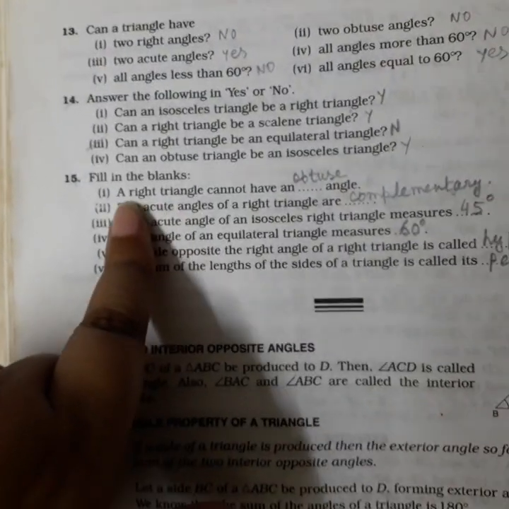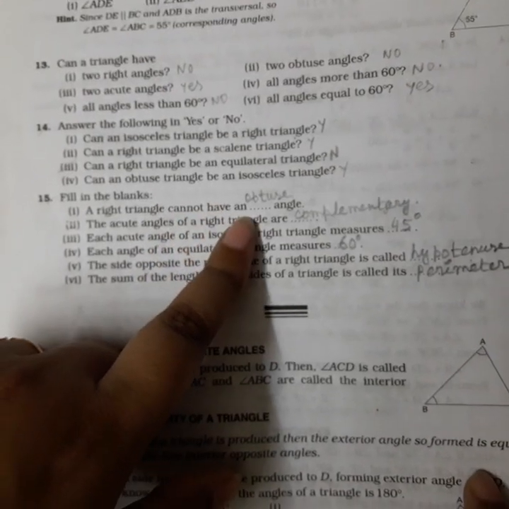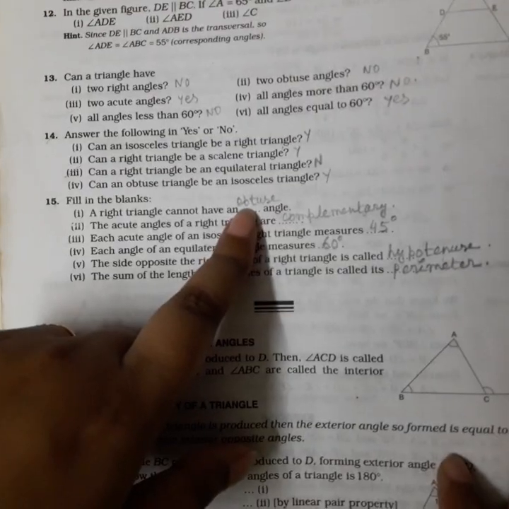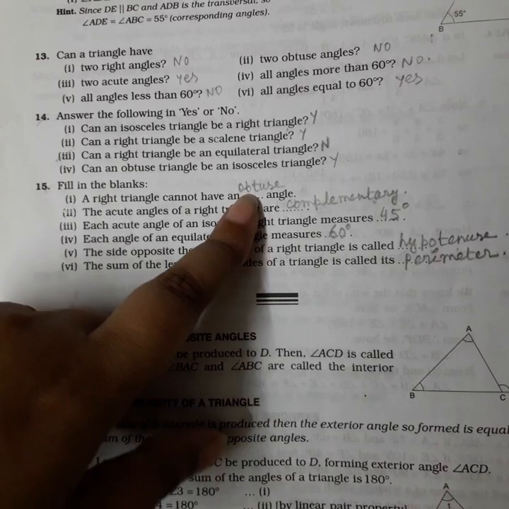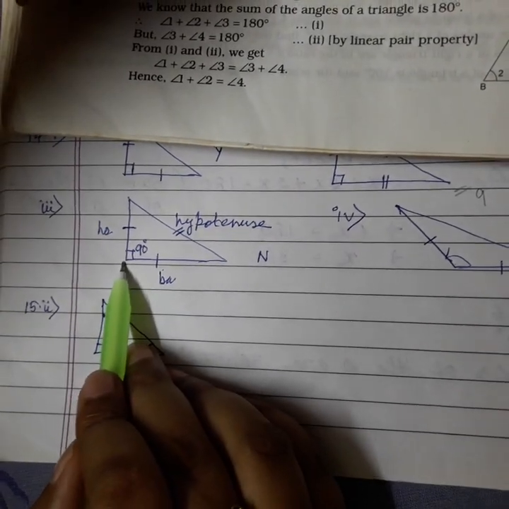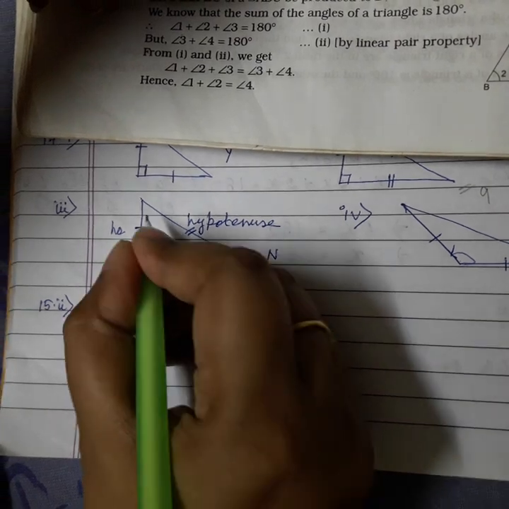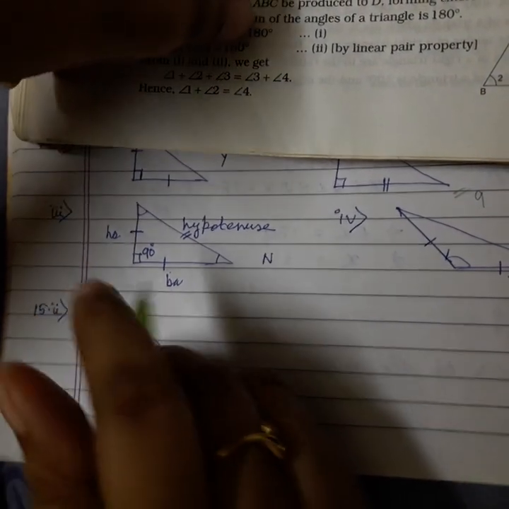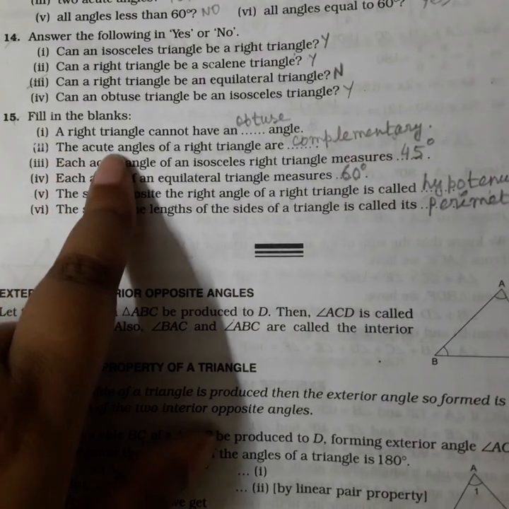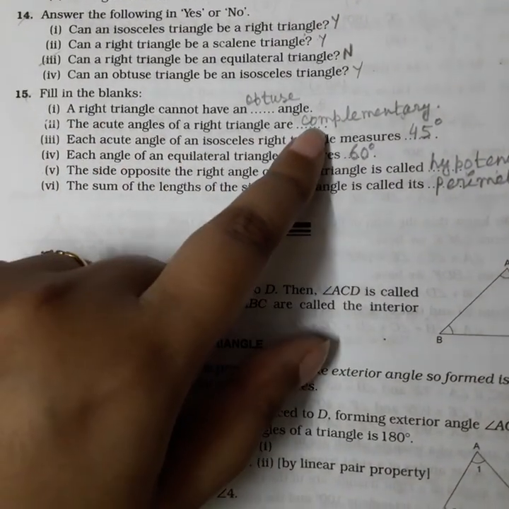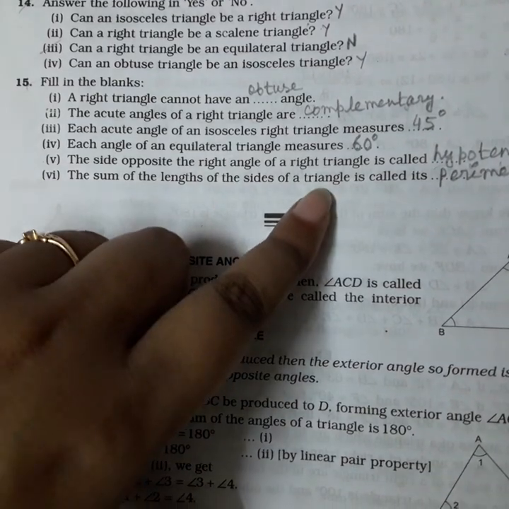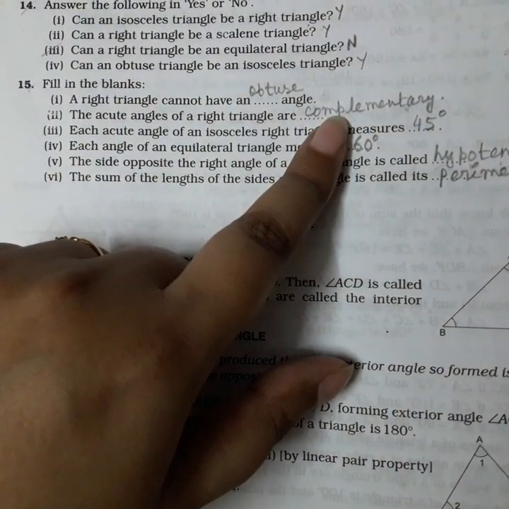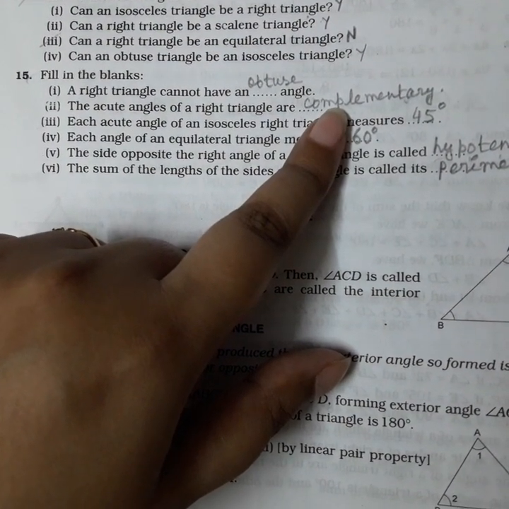Those are very easy. A right triangle cannot have an obtuse angle because in a right triangle, one angle is 90 degree, and the other two angles are acute angles. So there will be no obtuse angle. Next, number 2 is, the acute angles of a right triangle are complementary. Complementary means what? Sum of the two angles is 90 degree.